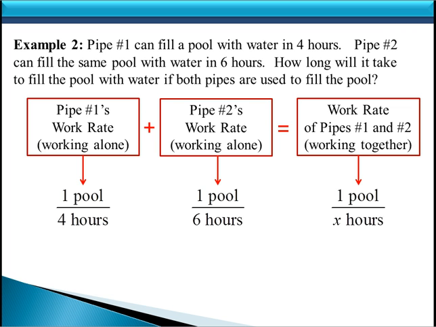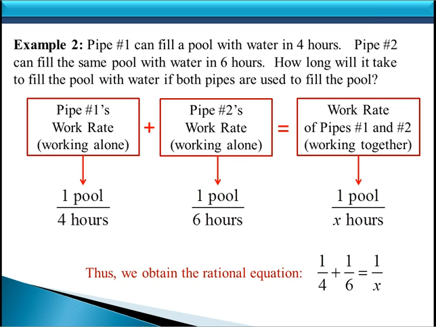So we're going to let a variable represent that amount of time. So we'll have 1 pool on the top and x hours in the denominator for how long it takes to fill that pool. And then of course if we add these 2 individual rates together, it will be equal to the work rate of the 2 pipes working at the same time. So that will give us the rational equation 1/4 + 1/6 = 1/x. So this is a rational equation. Of course, it's not a simple proportion, so we're going to have to use our usual techniques for solving rational equations.